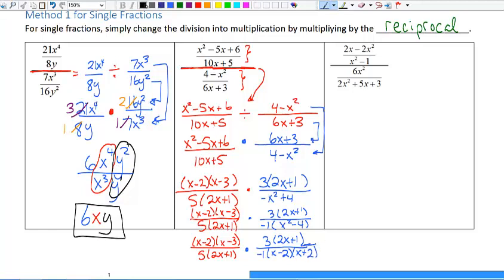Now I can divide any numerators and denominators that are exactly the same factors. I see a 2x plus 1 that I can divide out. I also see an x minus 2 I can divide out. So it looks like my final answer is 3 times x minus 3 over negative 5, because a positive 5 times a negative 1 is negative 5, x plus 2.